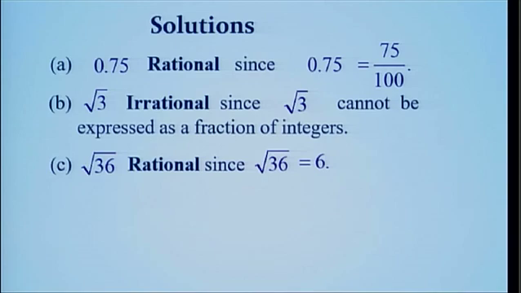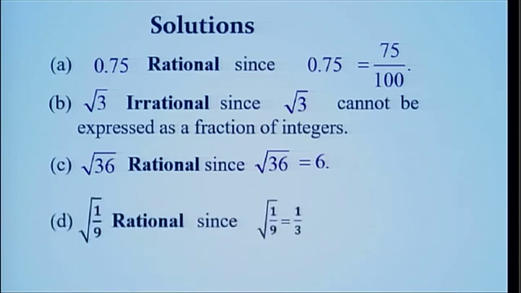Square root of 36 is equal to 6. Remember that we said that whole numbers are rational because they can be written as 6 over 1. This one, square root of 1 over 9, it is rational because square root of 1 is 1 and square root of 9 is 3. That is, square root of 1 over 9 can be written as 1 over 3. So it is rational. Among these 4, we have only one irrational number.